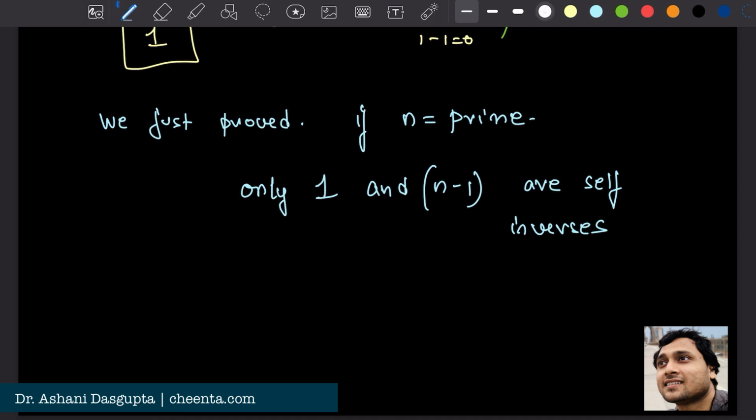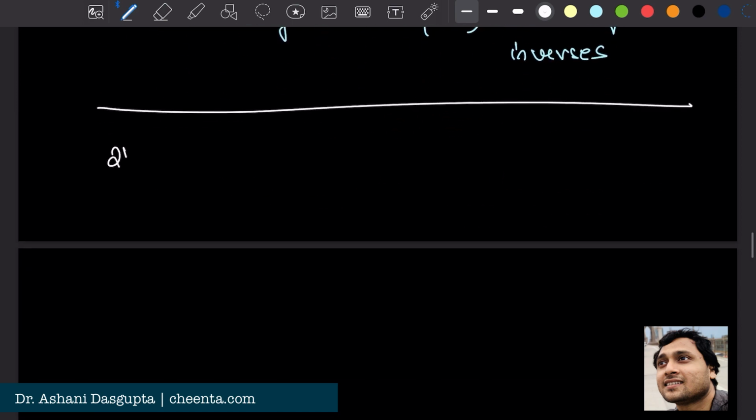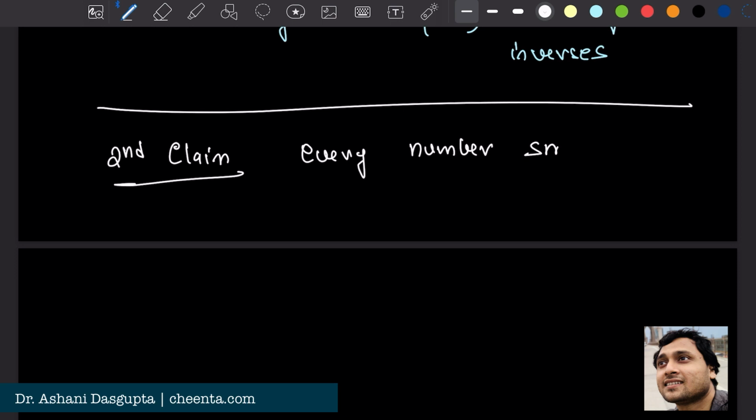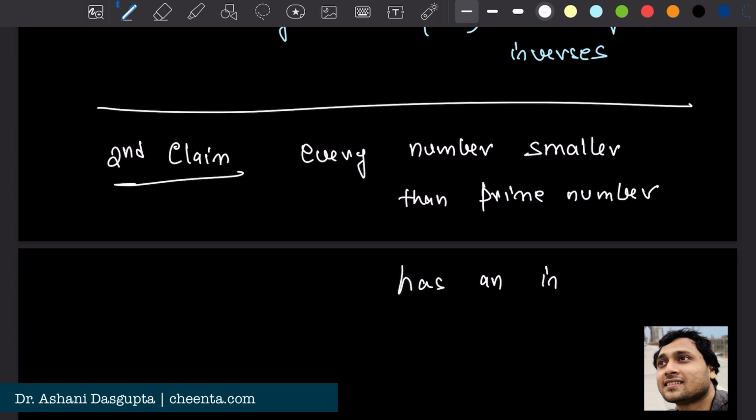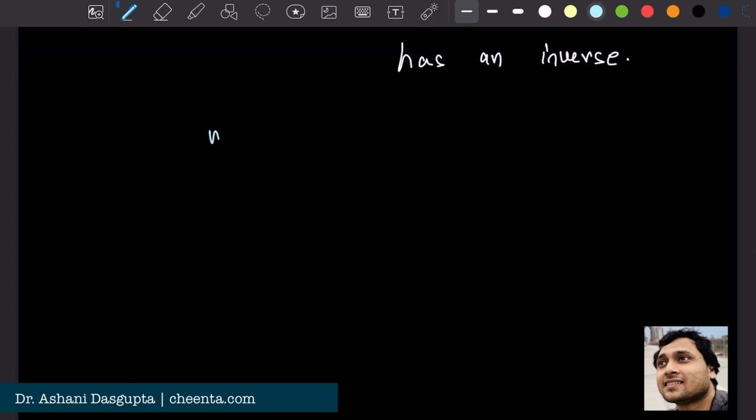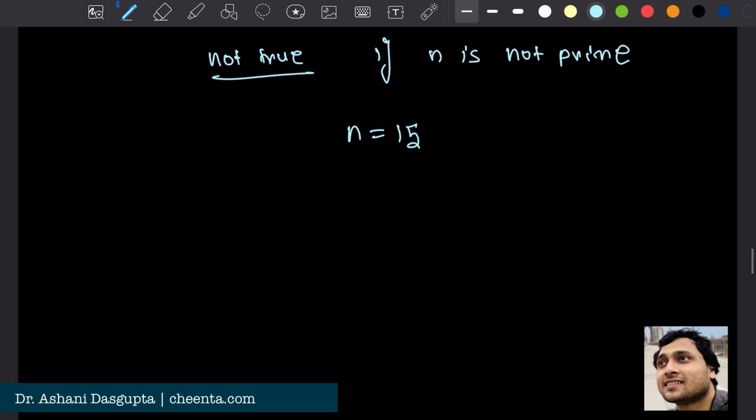Now there is something else to be shown. There is a second claim that every number smaller than the prime number has an inverse. How do we show that? Well, first notice that this is not true for 15. This is not true if n is not prime. For example, if n is equal to 15, the number 6 has no inverse.